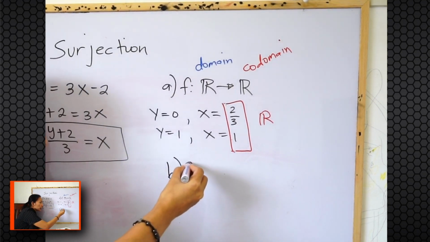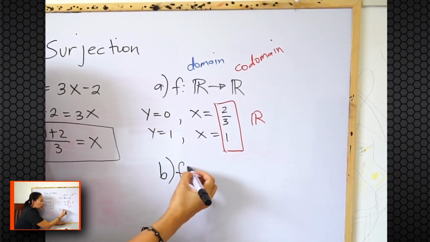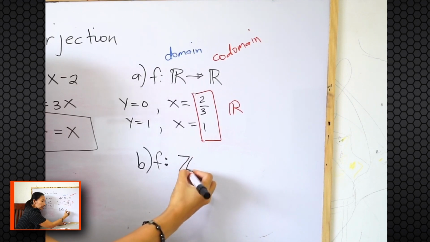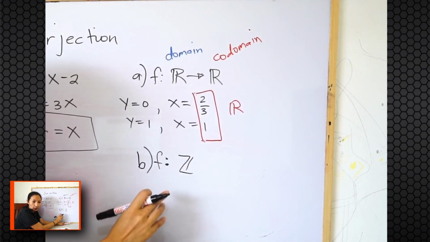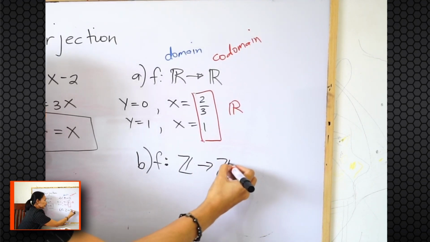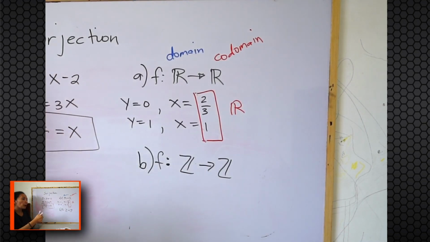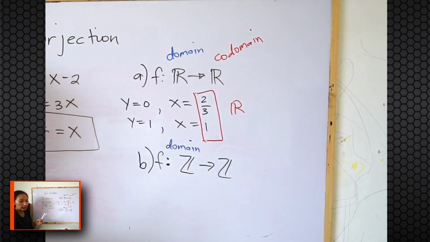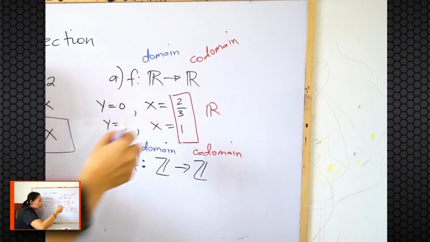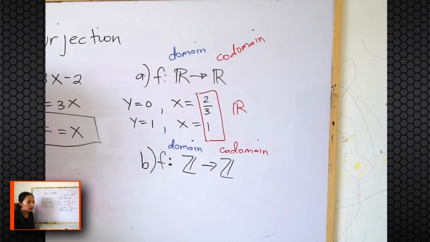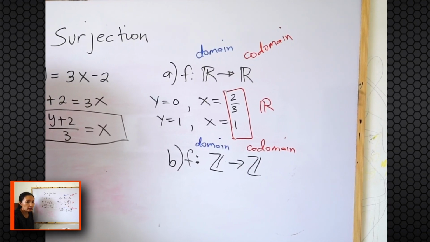What about when the domain is the set of integers? This is how we denote the set of integers, Z to Z. So your domain is the set of integers and your codomain is the set of integers too. Second part: let the function be defined on the set of integers.